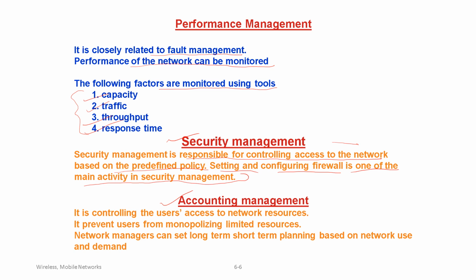Then accounting management, this is also closely related with the security management, and the users account to the network resources, who can access which of the resources, and it prevents the users from monopolizing the limited resources. That is, if some wing or some set of users are allowed to monopolize some limited set of resources, that should be prevented. And the network managers can set a long term and short term planning based on the network use and demand.